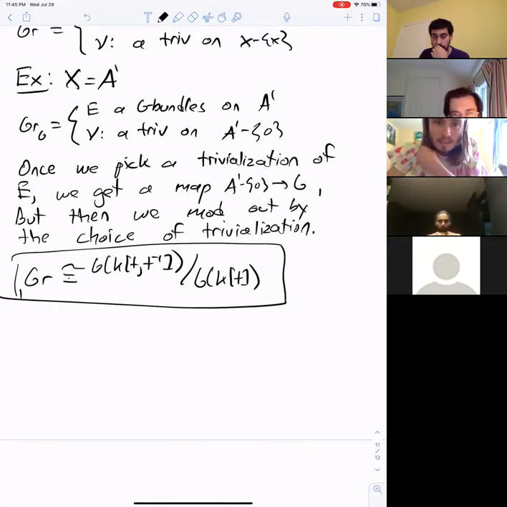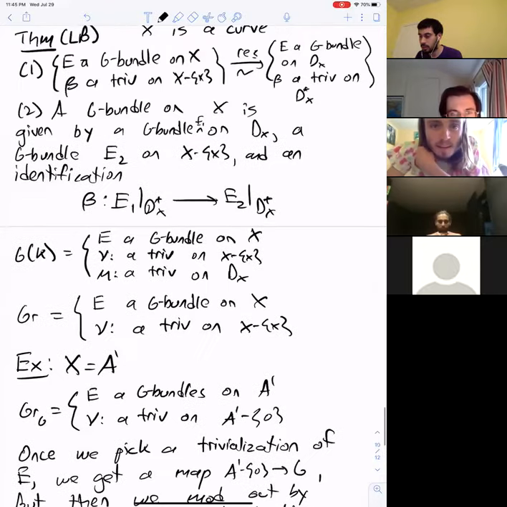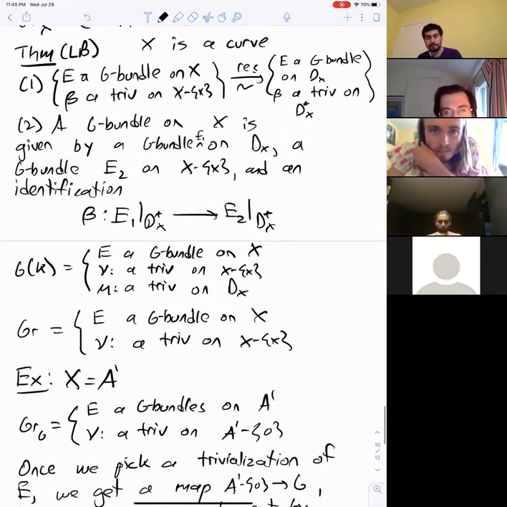Can you go back to the Lazlo Boville theorem? Yep, right here. Is X affine? X is not affine. There might be some slight niceness conditions on X, which I'm brushing under the rug, but you can definitely use any Riemann surface. Wait, so are you saying that map is an equivalence? Yeah, the restriction map is an equivalence. That's the content of part one.